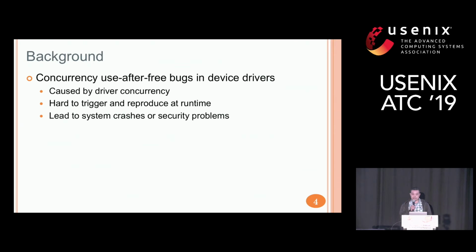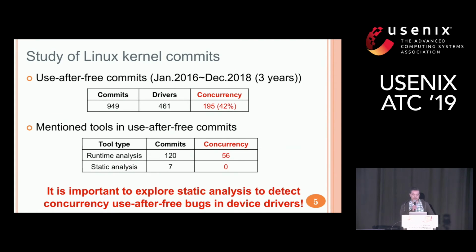Concurrency use-after-free bugs in device drivers are harder to trigger and reproduce at runtime, and they can lead to system crashes or security problems. We studied the Linux kernel commits and found that 42% of driver commits fixing use-after-free bugs involve driver concurrency. We also studied the mentioned tools in these commits, and we found that no static analysis tool is mentioned to detect concurrency use-after-free bugs. So it is important to explore static analysis to detect such bugs in device drivers.